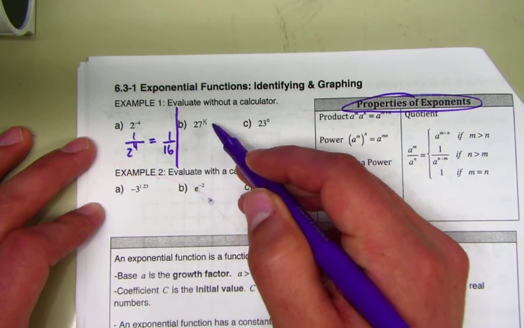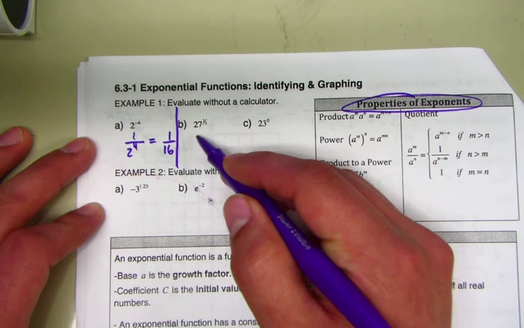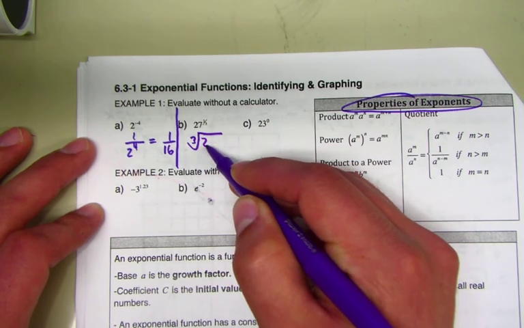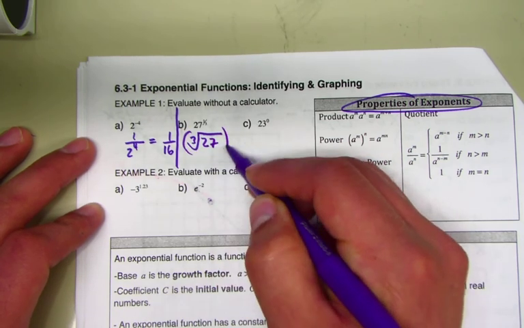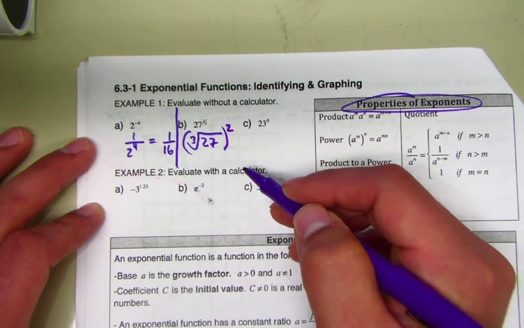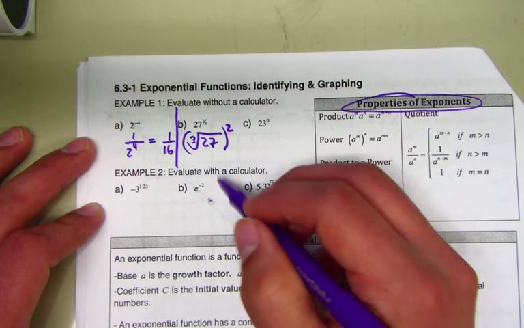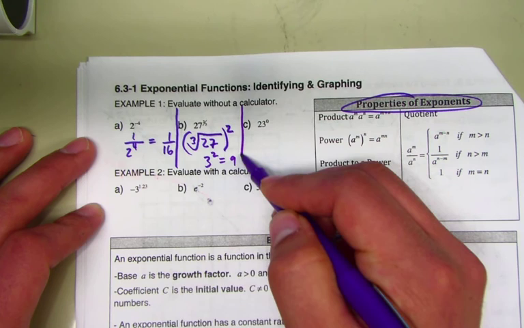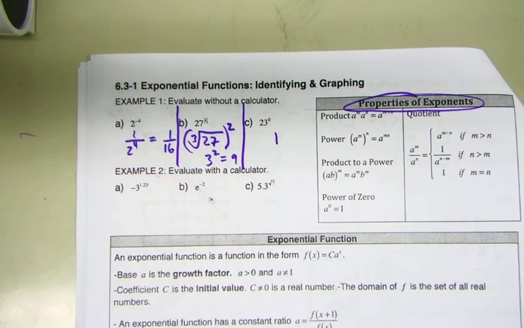The fraction exponent. Do you guys remember what the denominator means? The power you put in front of the root. It's the index. So this is a cube root. Look familiar? Nice. And that's to the second power. Remember doing those last semester? Okay. What's the cube root of 27? 3. And then square it? 9. Pretty easy, right? What about 23 to the 0? 1. Okay. Any questions on that?